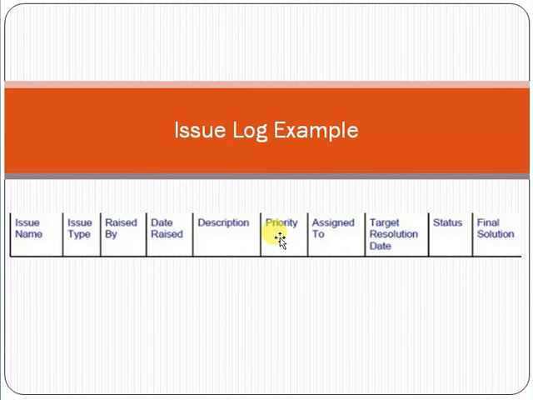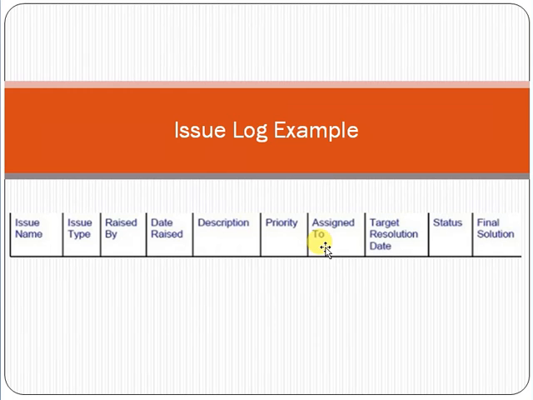Priority means low, medium, high. For example, you can say two resources are going on leave next week, but the priority is low. Why? Because they have almost completed the task, and most probably they will complete it before their leave, and it's expected there will be no impact due to their leave.